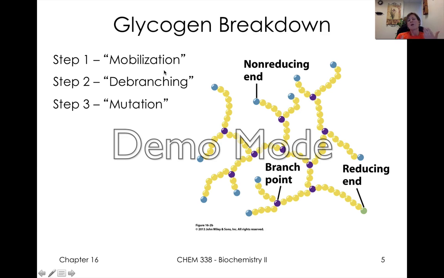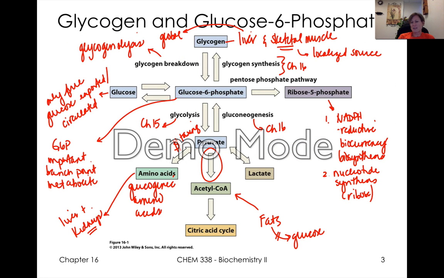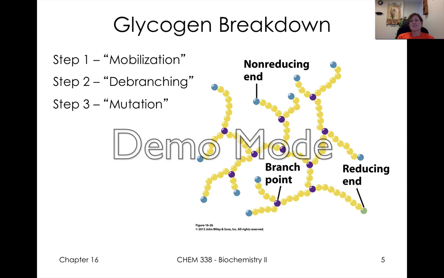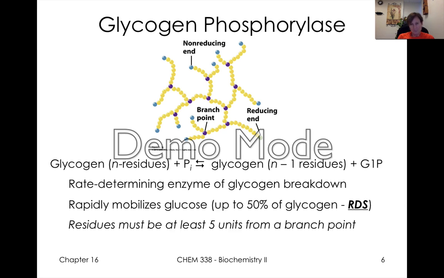What we'll see here as we look at this is that what we're going to mobilize is glucose 1-phosphate. And if you remember from what we saw a few slides back, what we have here is glucose 6-phosphate that we get as the end point of glycogen breakdown. So what that means is the glucose 1-phosphate we get from mobilization needs to be mutated to glucose 6-phosphate. All right, so now we're going to go through these steps individually here.